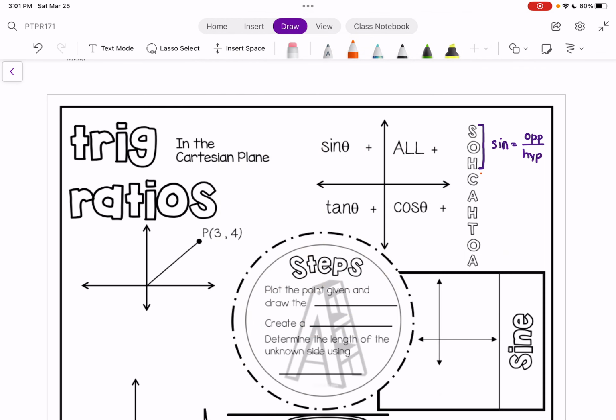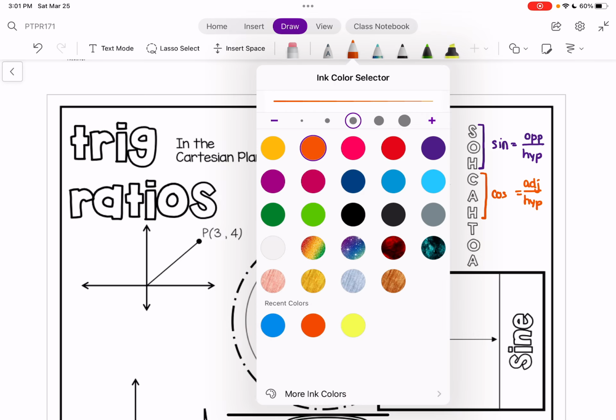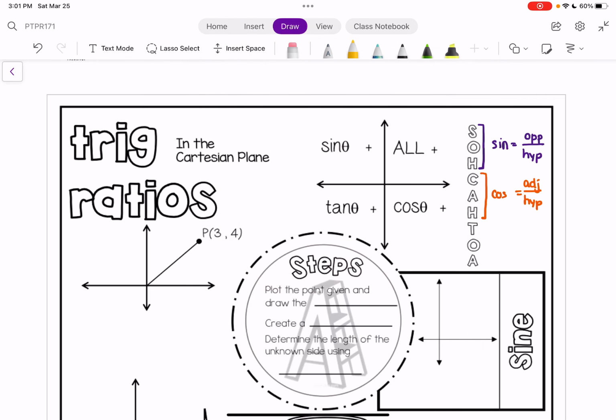And the second part tells us that cosine is adjacent over hypotenuse. And our third part, tan, is opposite over adjacent.